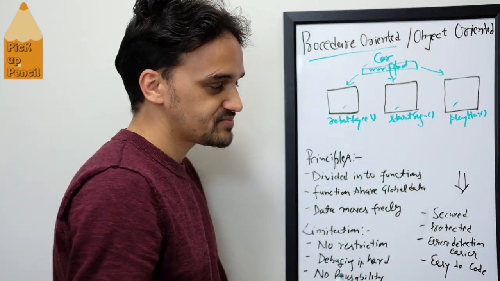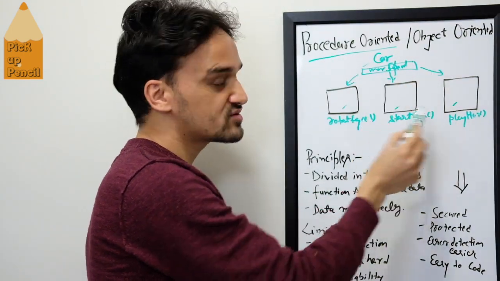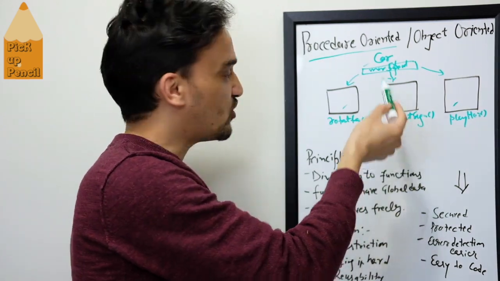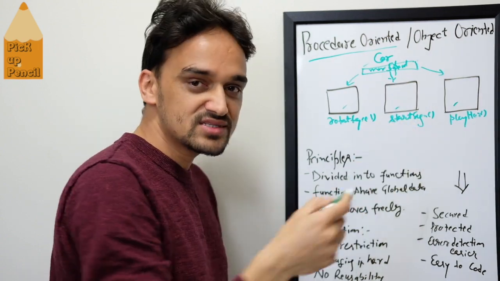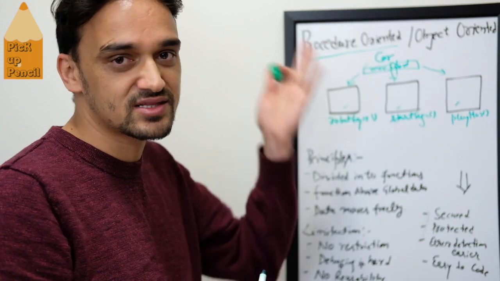Debugging is hard. Let's suppose we have some global data and each of these functions has the ability to change that value or to access that value. If any of these functions can access this value, that means they can change it. They are free to alter whatever is present there.